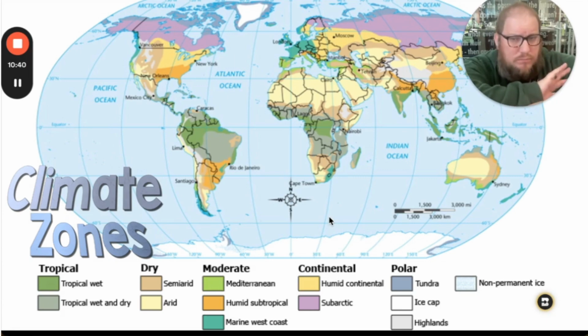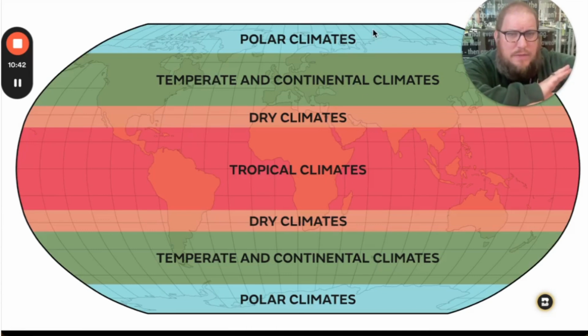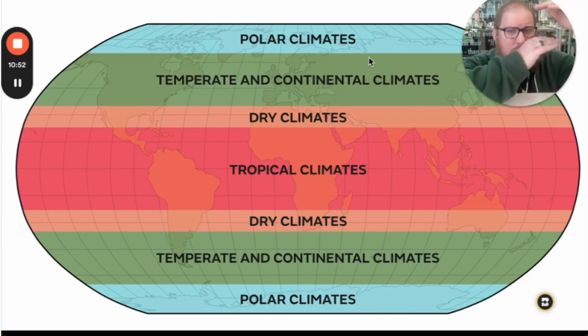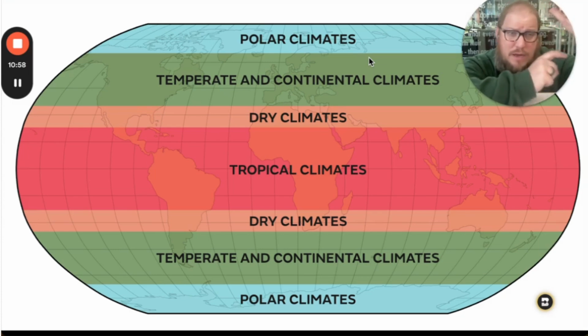So we might look at a map like this, right? That there are polar climates in the northern and southern portions of the Earth, that we get temperate and continental in those next regions. We get dry and tropical, right, in that variation of slightly above and slightly below the tropics of Cancer and Capricorn. But again, this is a little bit more in depth than we're going to get.